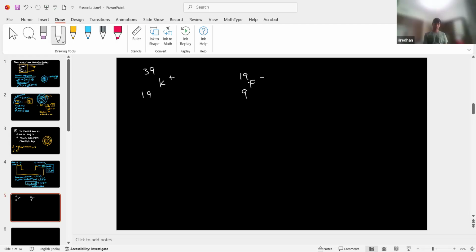So it's going to be 2, 8, and no, that's not it. 16. No, it's going to be 18. So we have to add 4, so it's going to have 4 shells. Capacity 16, 16 plus 2 is 18. So it's going to be 2, 8, 8, and 1. There's going to be 4 shells for potassium.